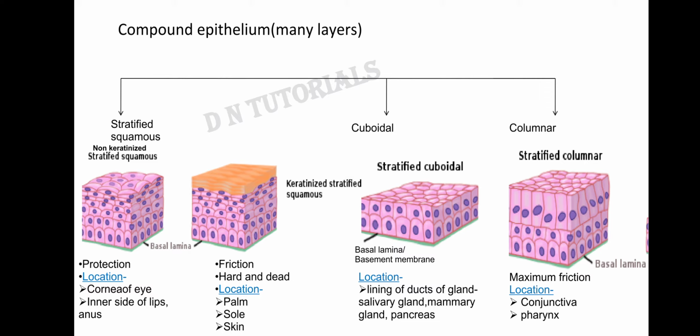Conjunctiva is the layer that covers your eye. So sometimes when something goes inside, you rub your eye. When you rub your eye, it can damage your eye. So what prevents your eye from this friction? That is the conjunctiva. Right? And the second one is the pharynx.